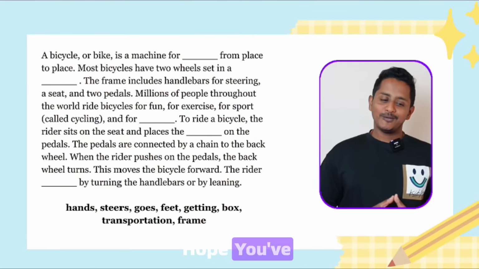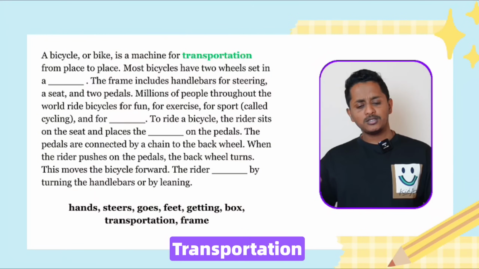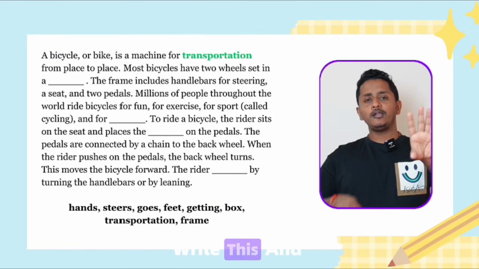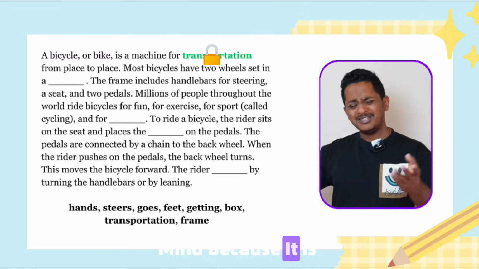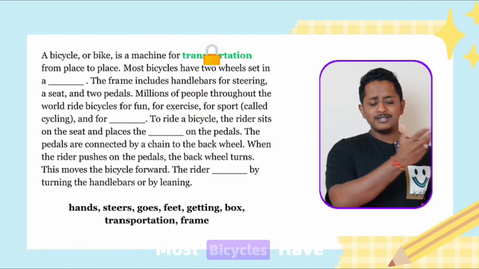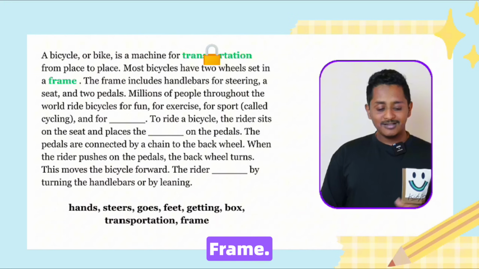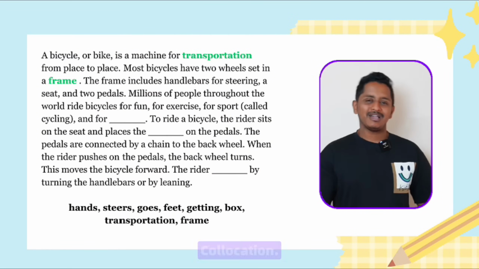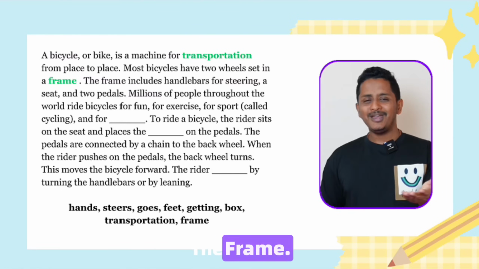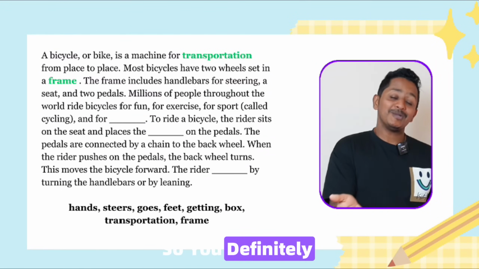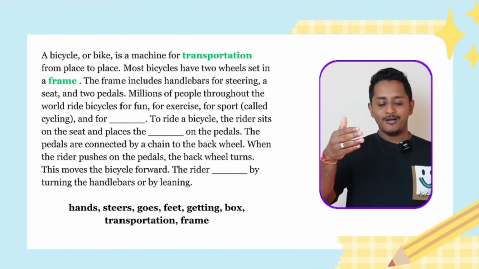Alright, I really hope you've solved it. Let's understand where people go wrong. "A bicycle or bike is a machine for transportation from place to place." It's so easy, and they write this and they lock the option. Now, since transportation is done, that is out of the mind because it is making perfect sense. "Most bicycles have two wheels set in one frame." This also people would write wrong, but yes, it's a collocation. Everything is set in one frame. "Set in a frame" is a proper collocation. The next line starts with "frame," so you definitely would write frame. "The frame includes handlebars," and so on.